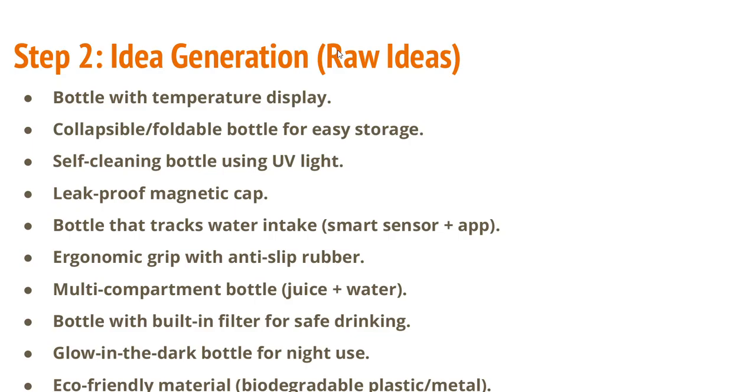A multi-compartment bottle, juice plus water. A bottle with a built-in filter for safe drinking. A glow in the dark bottle for night use. Eco-friendly material, biodegradable plastic and metal. This is step number 2, idea generation and raw ideas.